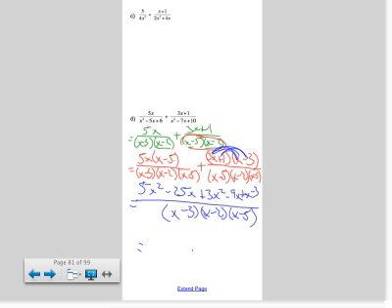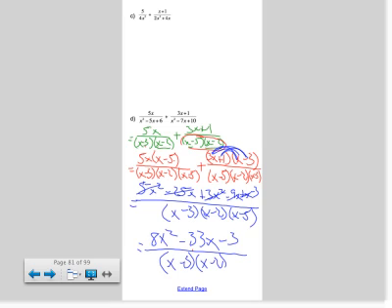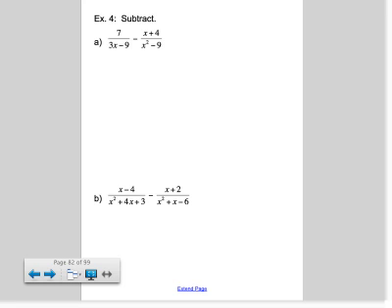So last step is combine like terms. 5x squared, 3x squared, that's 8x squared. Negative 25x, negative 9x, that's negative 34x, plus x, so it's negative 33x. And then the only thing I have left is minus 3, and again that's all over x minus 3, x minus 2, x minus 5. So again, not easy, but that's how we're going to add and subtract these rational expressions.